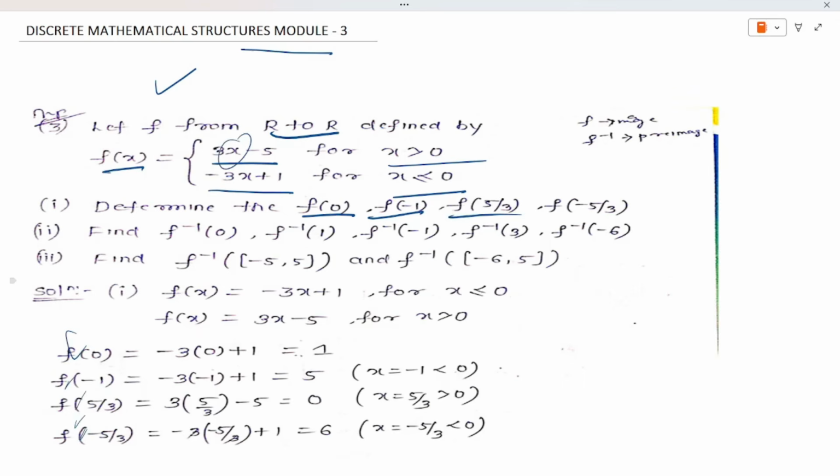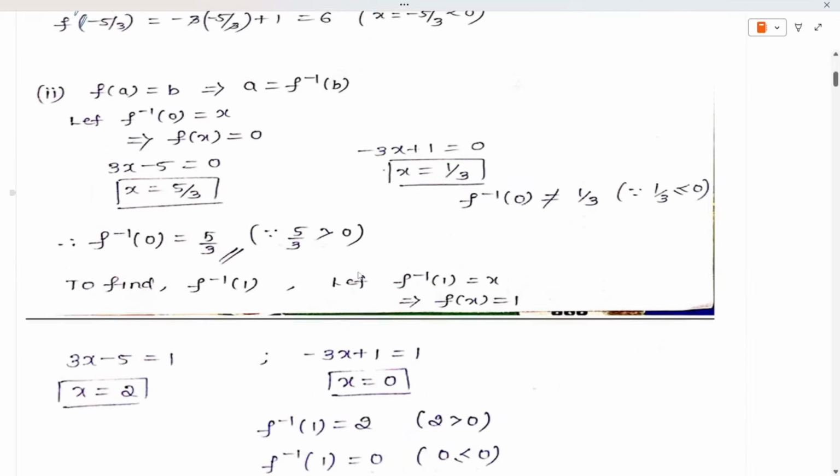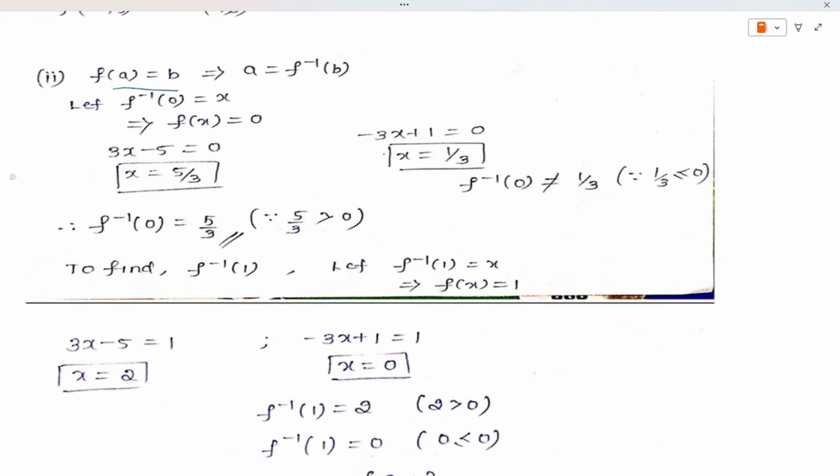Next, what you will be doing: f(a) is equal to b, so a is equal to f inverse of b. That means you take it out this side. f inverse of 0 is equal to what? x. x is equal to f of x, you bring it out this side. It will be equal to 0. That means 3x, take the x value.